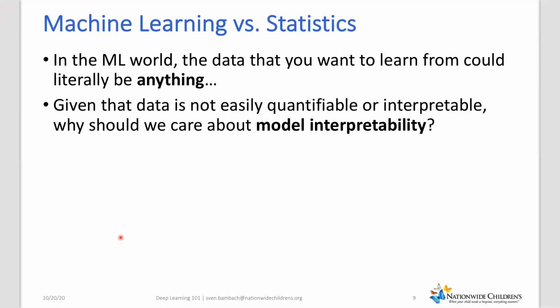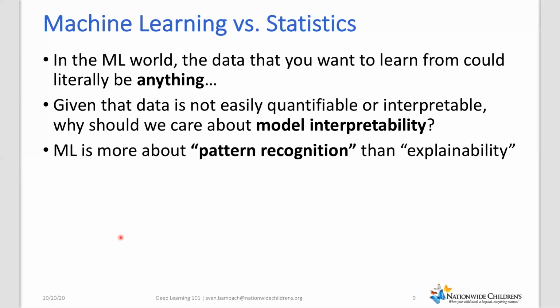And given that the data is not easily quantifiable or even interpretable, why should we care about model interpretability? Historically, that didn't matter as much, right? The way I like to think about this is that machine learning is more about pattern recognition than maybe explainability, right? We know we have this complex data source, like an image or whatever else it might be, or a sound wave. And we know the pattern is in there. The pattern that tells us whether the sound wave is Alexa or not Alexa, it's in there. We just need to find this pattern. What that really means, I don't know. I don't really care, right?